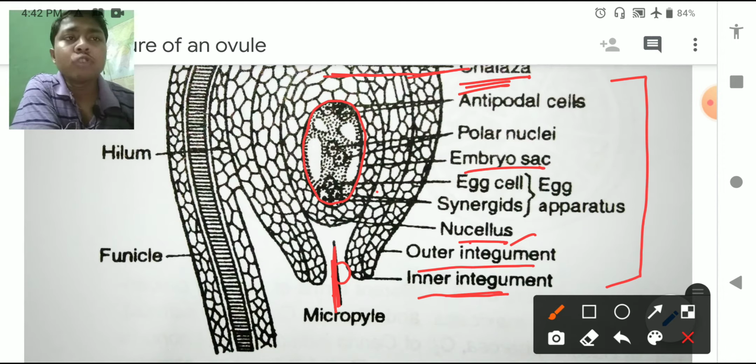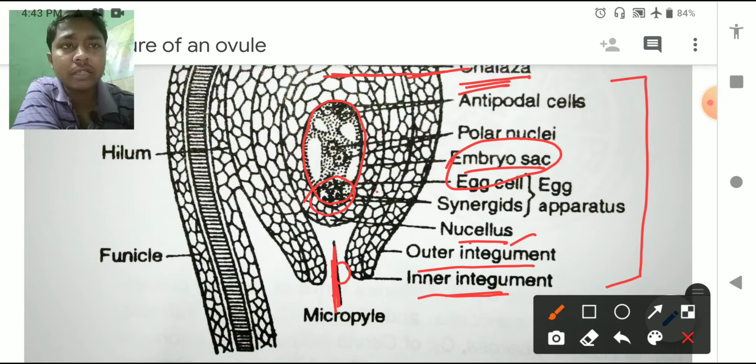Next we talk about what an embryo sac contains. Basically, an embryo sac contains 8 nuclei: 3 at the micropylar end, 3 at the chalazal end, and the rest 2 are at the center. So this is the whole region.